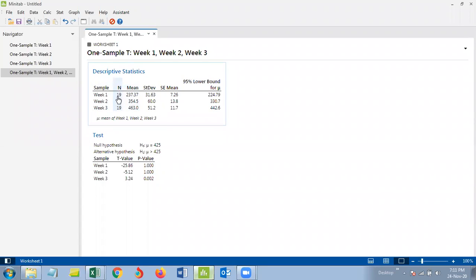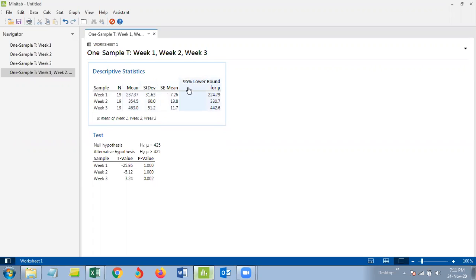Week 1, 19 samples were picked up to audit from the improved process. We found that the average of that sample was 237, wherein it says we are 95% confident about the process. Because when you pick up a new sample, the average will change. For this sample the average is 237. If you pick up a different sample, you will get a different average.